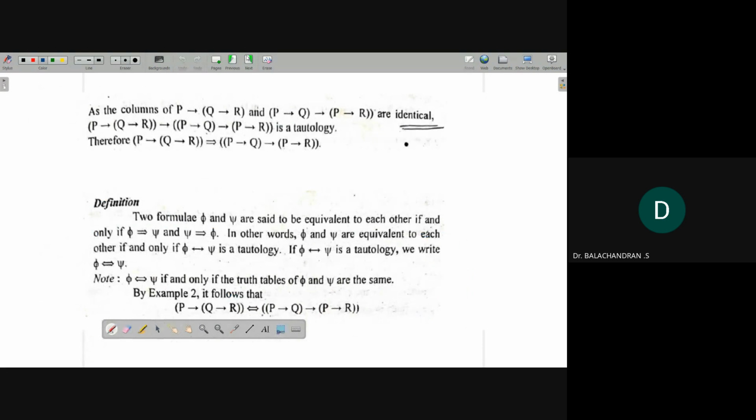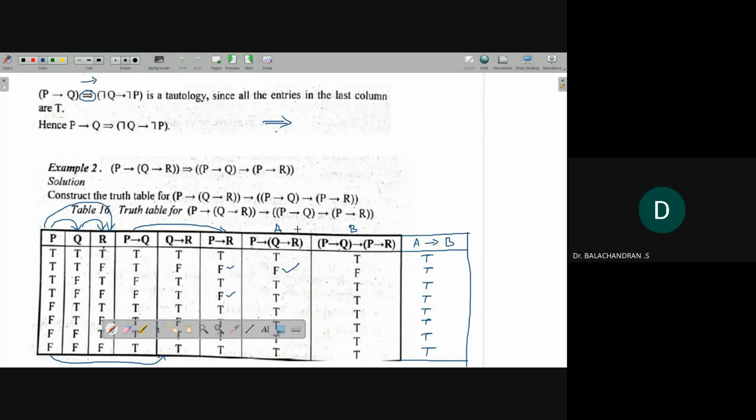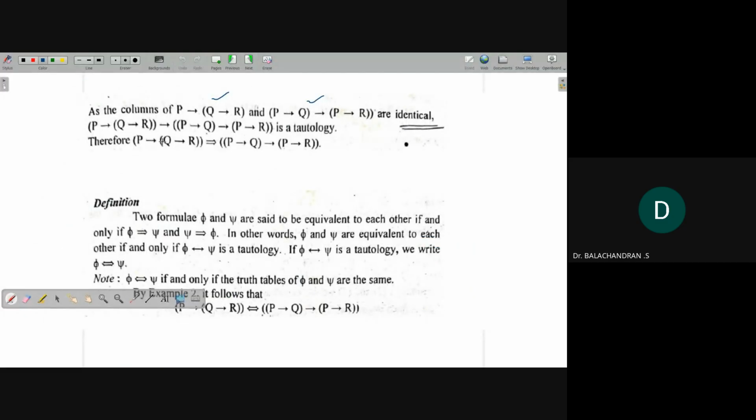But in the book they explain like this. So actually this expression and this expression are identical. You can check here: T, T, F, F. In all other cases, it is T. So these two columns are identical. Hence they are telling that the first expression, P implies Q implies R, implies the second expression, P implies Q implies P implies R, is a tautology.